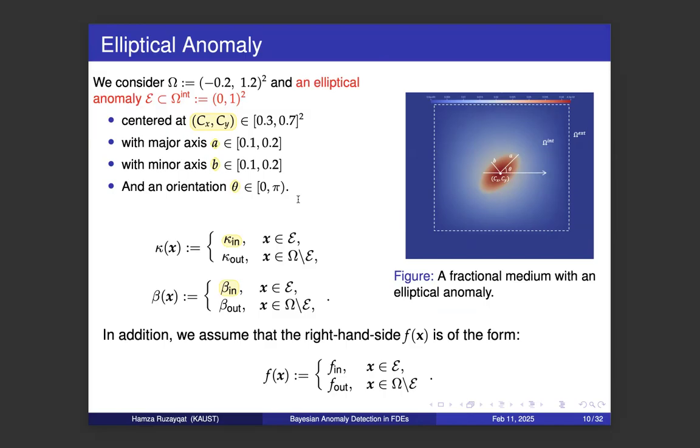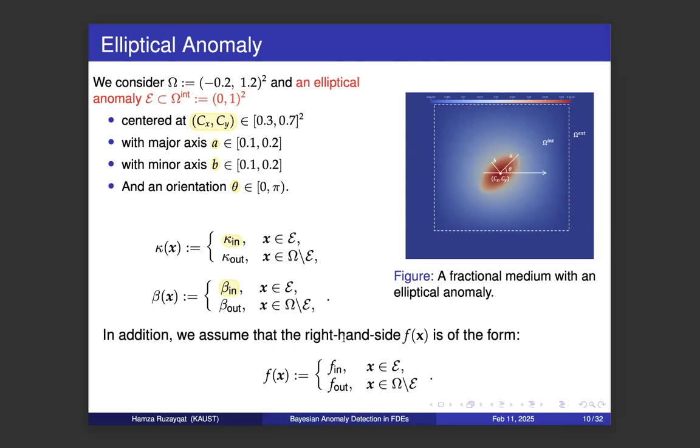We also consider the case where the diffusivity inside the ellipse is a constant but unknown, so called kappa in. Outside the ellipse is known, and it's kappa out. And the fractional parameter inside is beta in. It's unknown as well. And beta out outside is known. So we have actually 1, 2, 3, 4, 5, 6, 7 unknown parameters that we would like to infer using our Bayesian inverse problem.